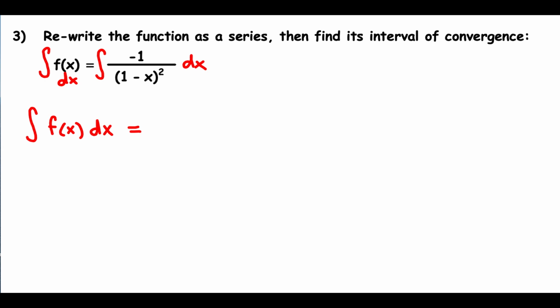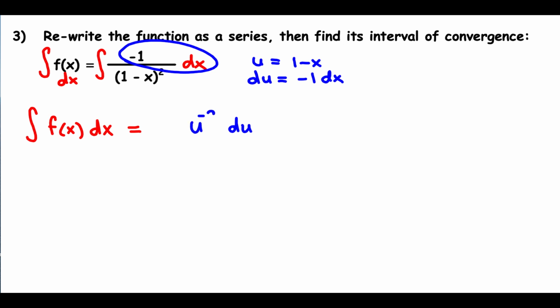Okay, the right side, I need to do a simple but important u sub. So I'm going to make u 1 minus x. du then becomes negative 1 dx, which we have right here. So that's the du. We have u, but it's to the negative second because it's in the denominator being squared.